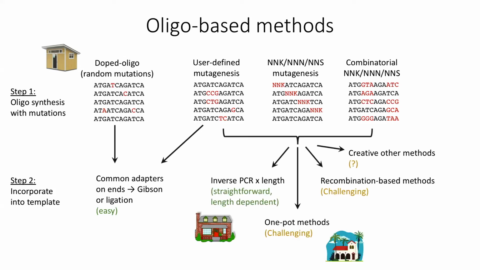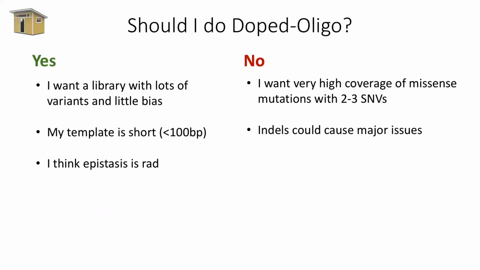All right. So these are somewhat more complicated strategies in terms of incorporating them into your template, because you're not going to have common arms because you've got to tile across your entire coding sequence. So a few methods have been developed to get these into your template. I'm going to talk a little bit about inverse PCR and one-pot methods. But first, talk about doped oligos a little bit.